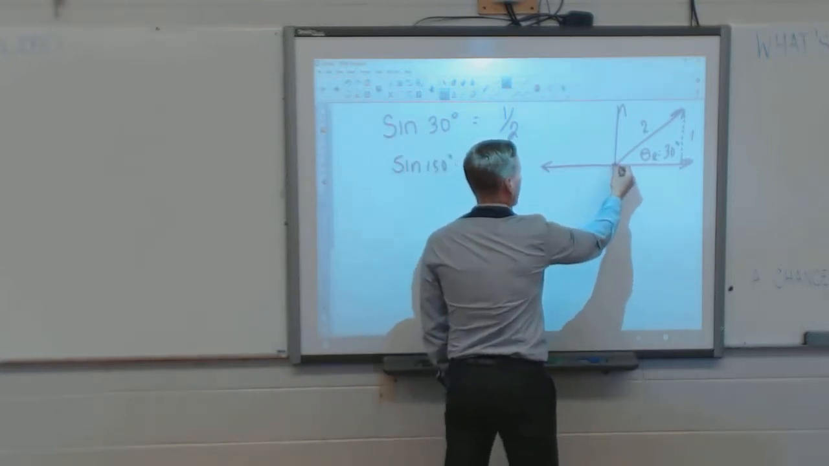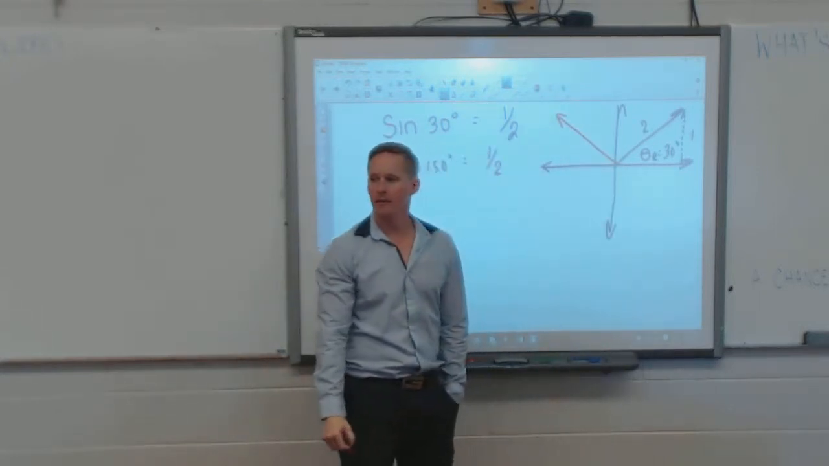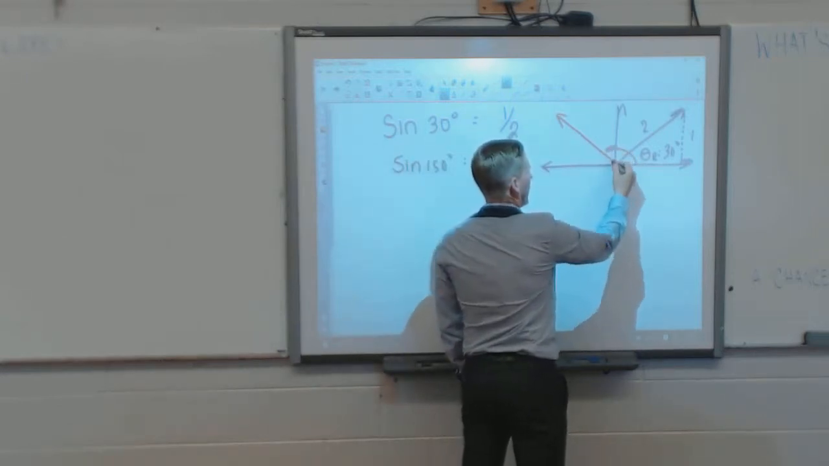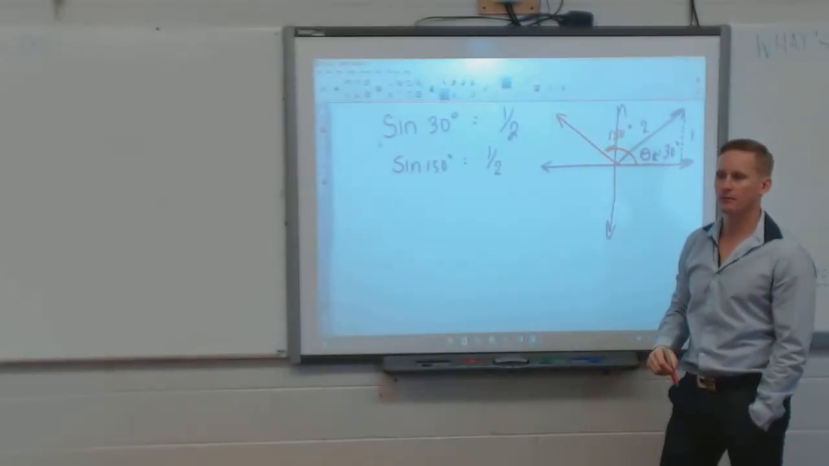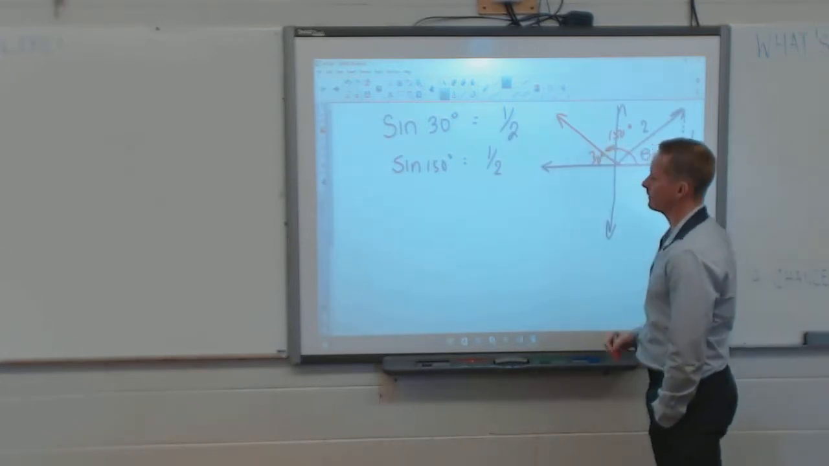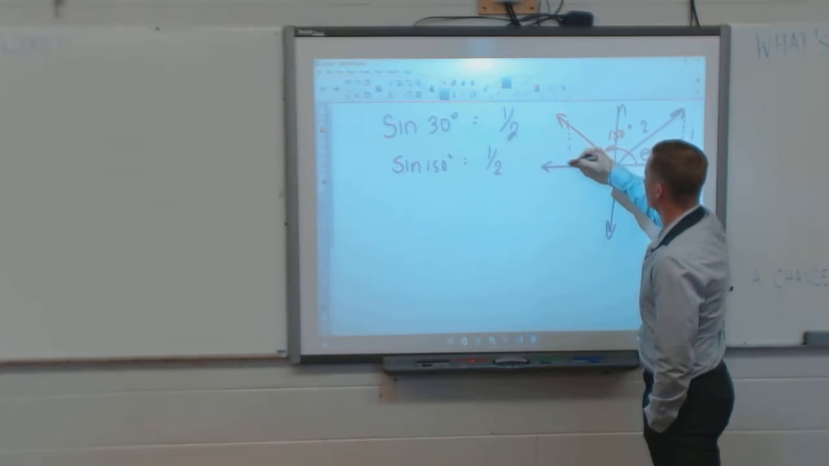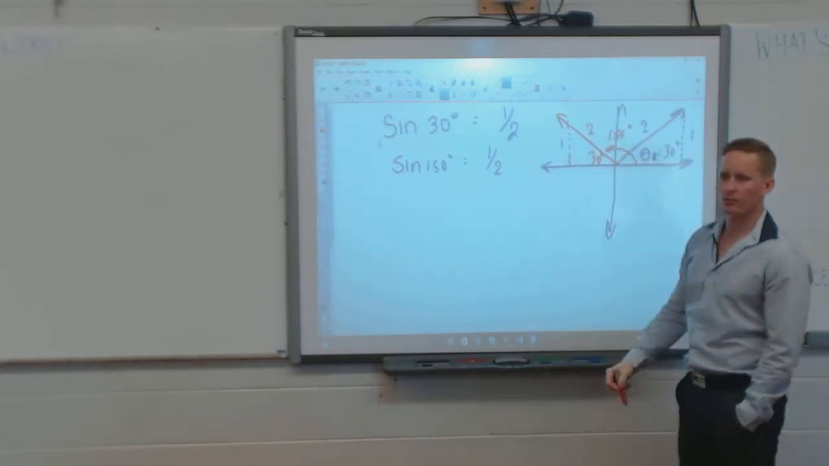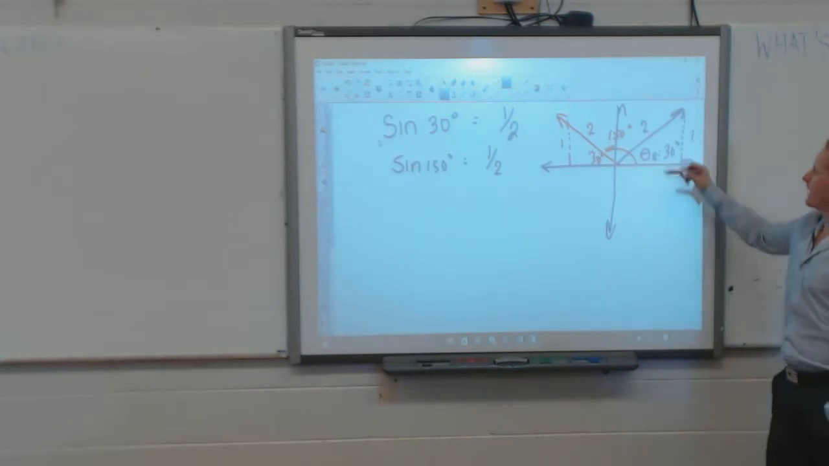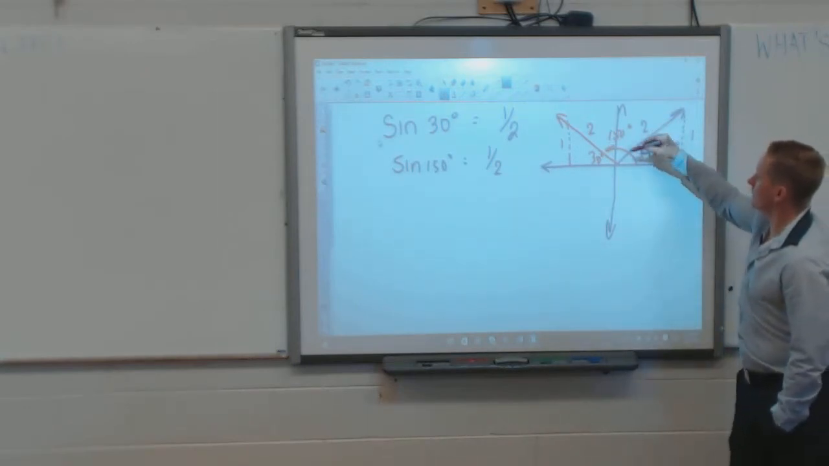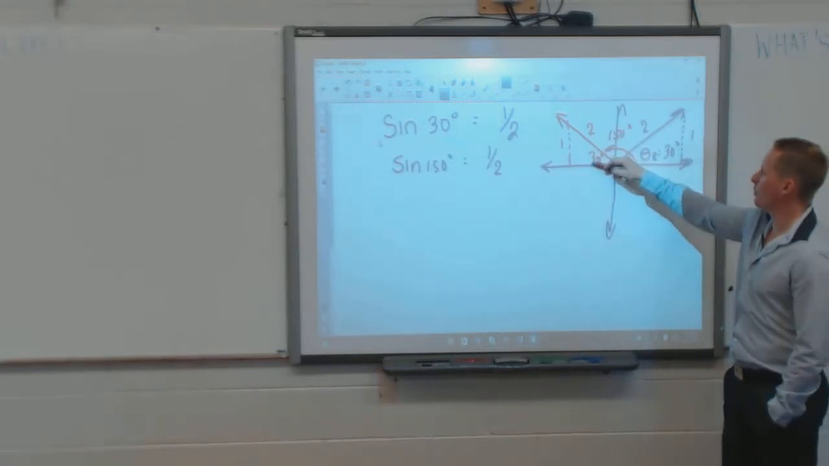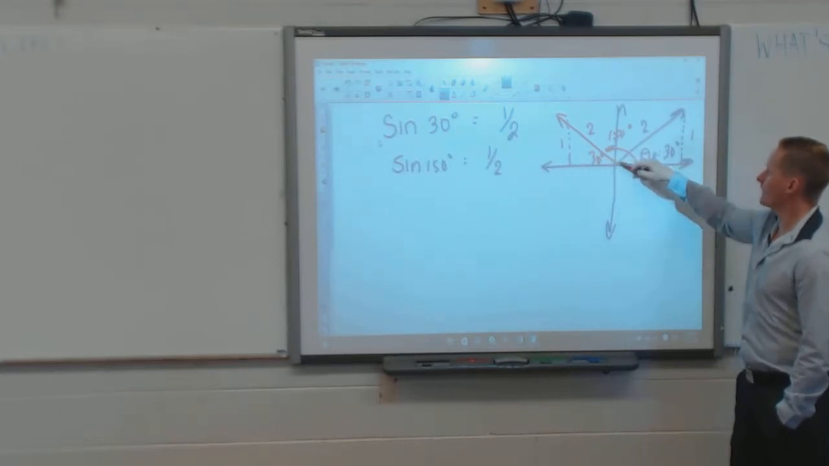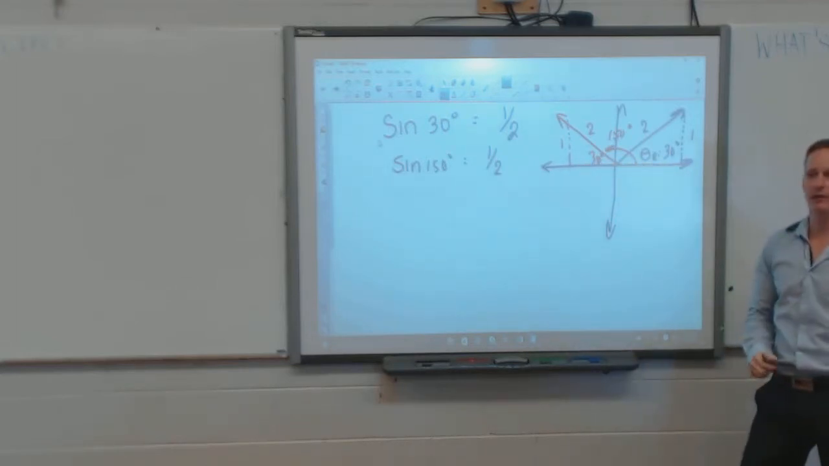If I extend that arm into this section right here, and I create an angle of 150 degrees, what does that make this angle between here and the axis? It's also 30 degrees. And we already know from doing it in the first quadrant that the ratio is 1/2. So that's why the angle of 30 degrees and the angle of 150 degrees give you the exact same trig ratio, because they both complete a 30-degree angle with the x-axis.